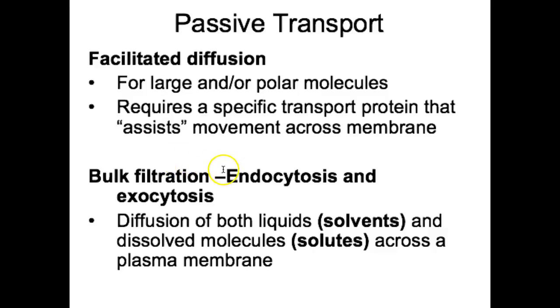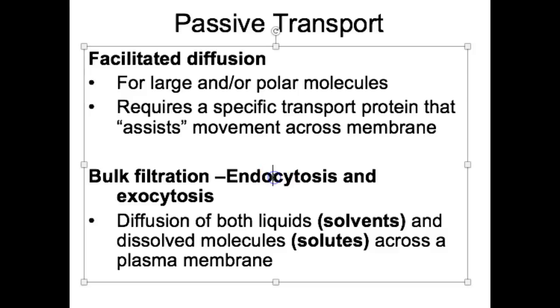Bulk filtration is endocytosis and exocytosis. I always want you to be breaking down words. So endo refers to inside. Cyte refers to cell. Exo refers to outside. So even before you look at this definition in the next couple of slides, imagine what that might involve. What it is, we're going to take a whole bunch of stuff into the cell, and we're going to take a whole bunch of stuff and shove it outside of the cell.